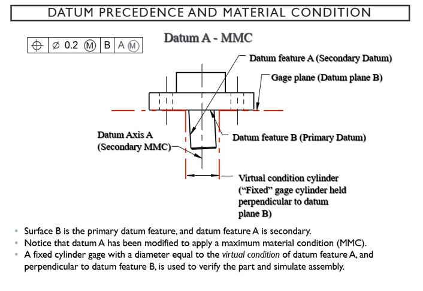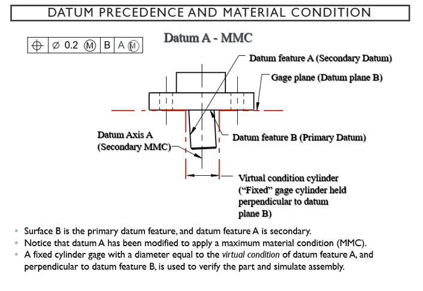Then we'll get into material. Here in this case, we have a maximum material at A and also maximum material to the 0.2, which is this little hole right there. And the surface B is going to be right here, datum plane B, and that's your primary datum feature in this case. The datum feature A is going to be your secondary with the maximum material condition.